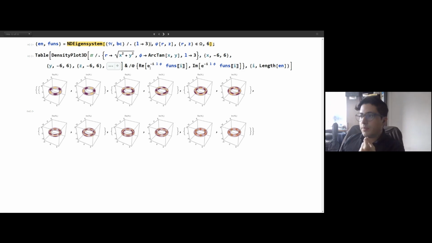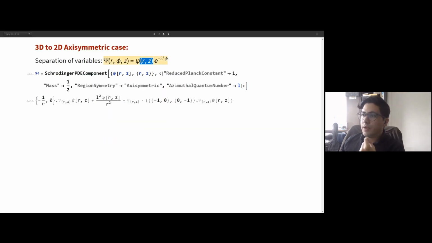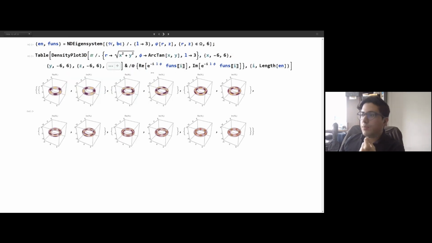And here what I'm plotting, I'm using DensityPlot3D. That is a really handy function to visualize wave functions, in my opinion. And I'm plotting the real part and the imaginary part of each state, but the whole wave function. What you're really calculating is just this part, right? But here I'm plotting the whole wave function, so it's a complex function, so I'm plotting separately the real part and the imaginary part. And as you can see here.